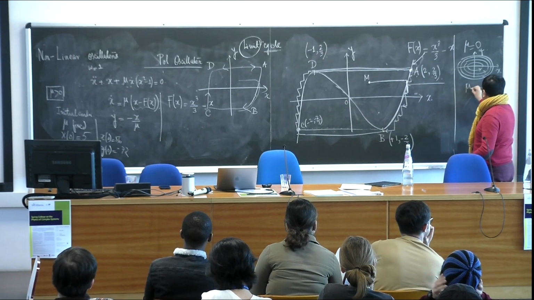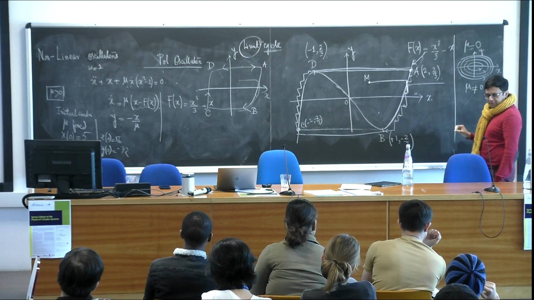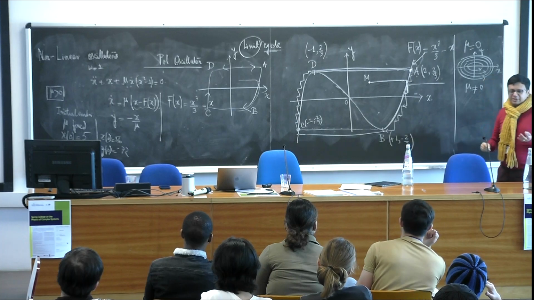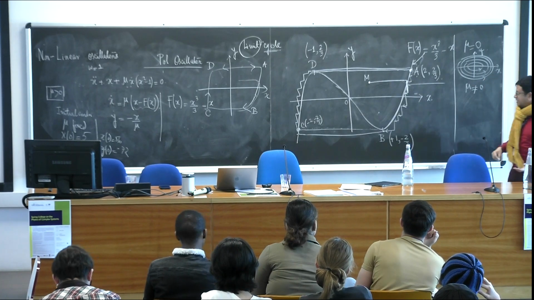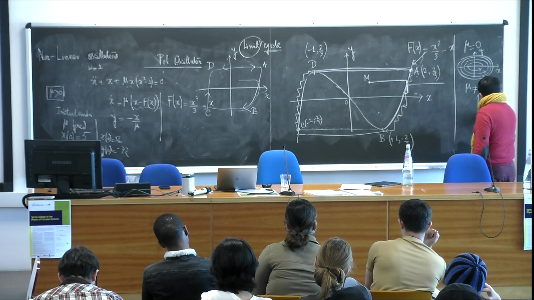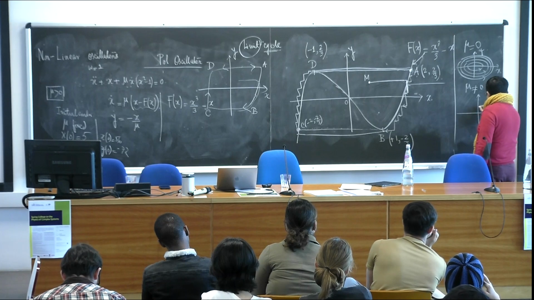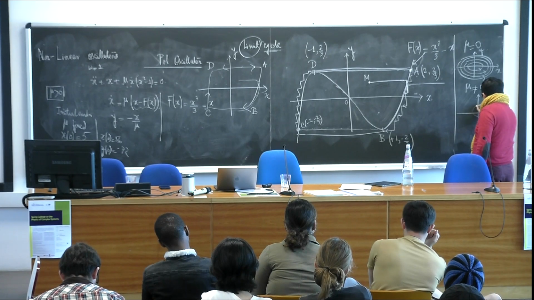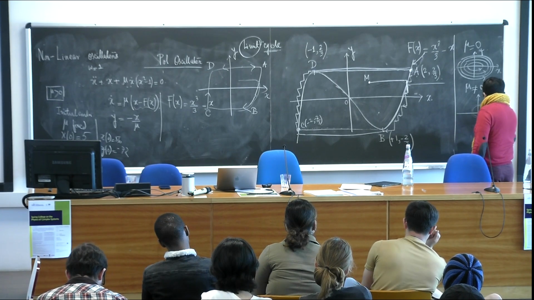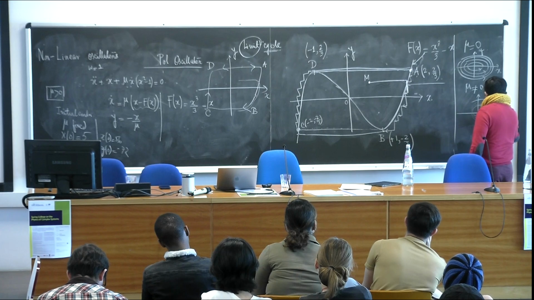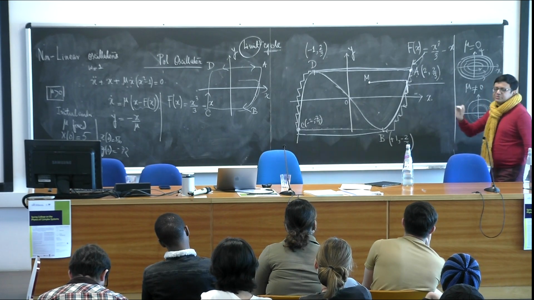Now when mu is not equal to 0, let's say mu is very, very small, 0.001, then you have a limit cycle, but the limit cycle will be something like this. It will be almost a circle. So the limiting curve that you get is almost a circle.